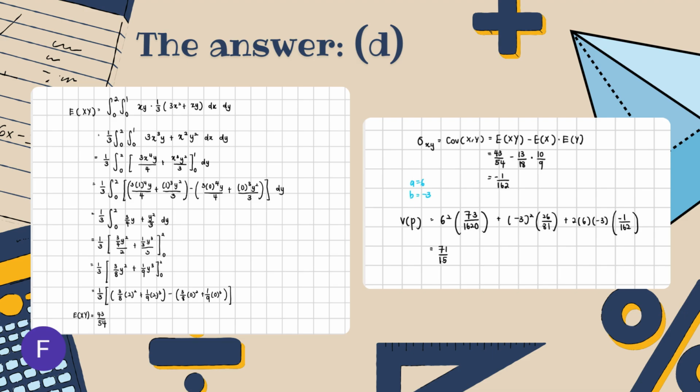And finally, we can find the variance of P. We need to plug in the values to 36 Vx minus 9 Vy minus 36 covariance xy. And we will get 71 over 15 as the variance of P.